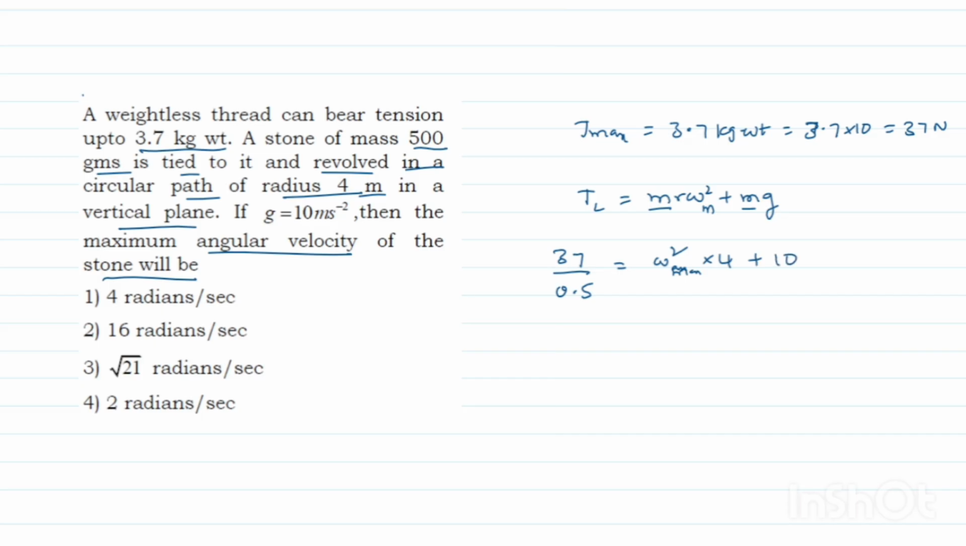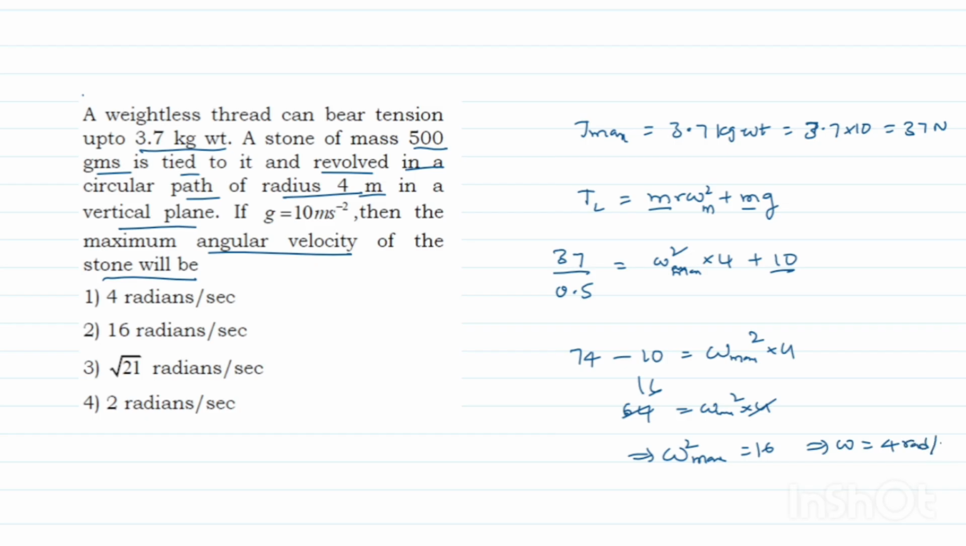37 by 0.5, that is 1 by 2, so 2 7s are 14 and 2 3s are 6, so 74, plus this 10 you have to bring this side, which is omega maximum whole square into 4. 74 minus 10 will be 64, and omega maximum square into 4, you can take 4 16 times. Then omega square maximum will be 16, so the omega value will be 4 radian per second. It's 4 radian per second that is the correct answer.